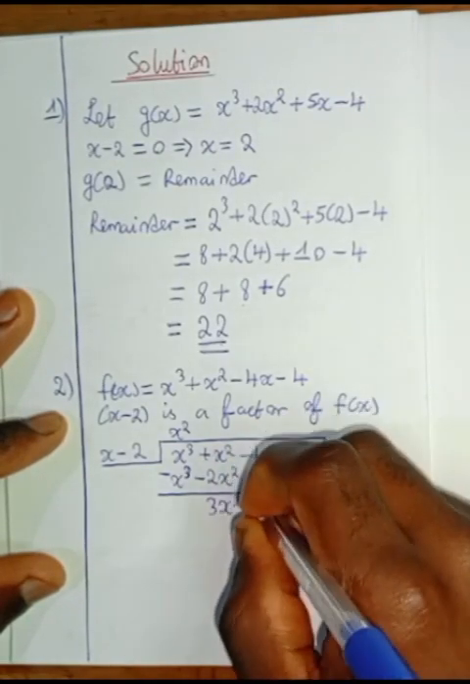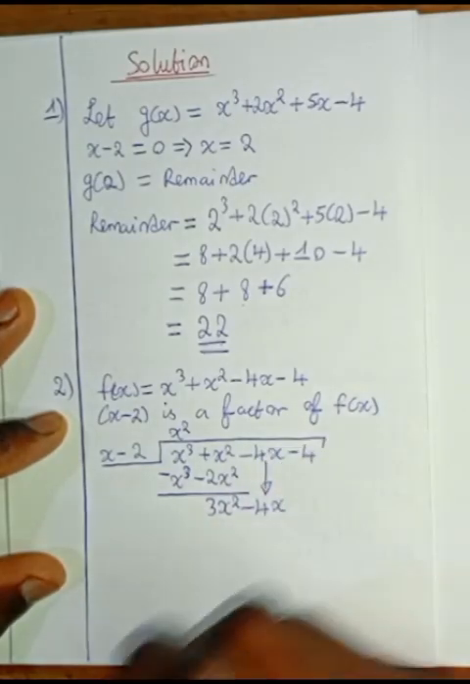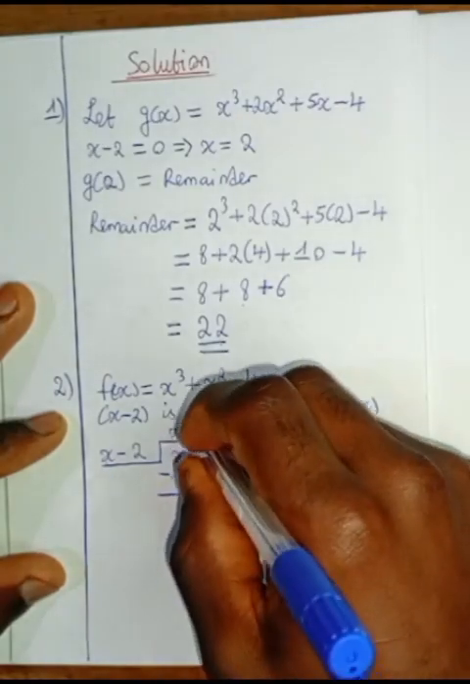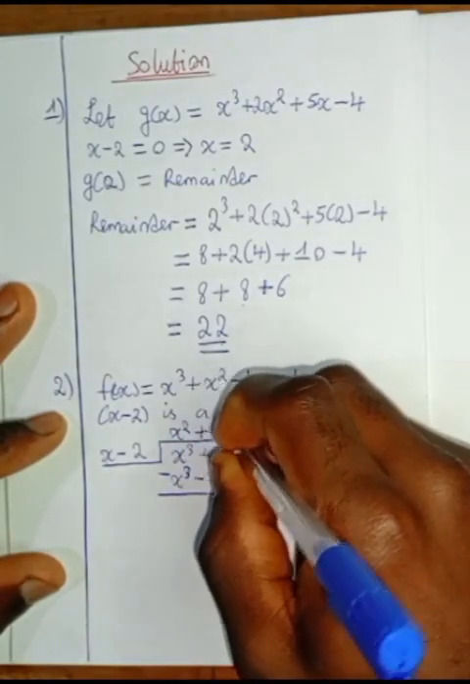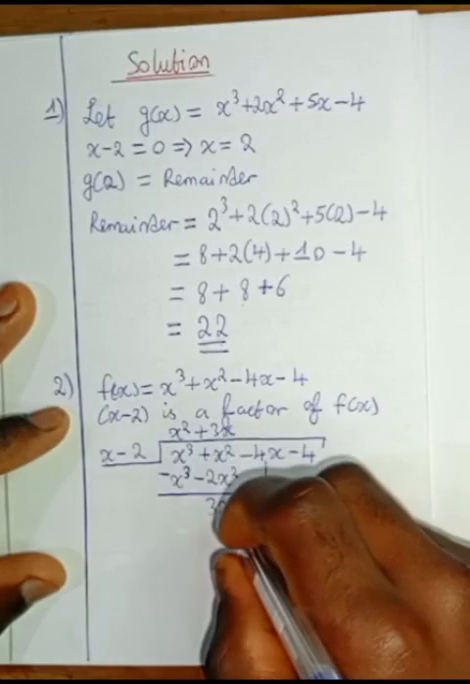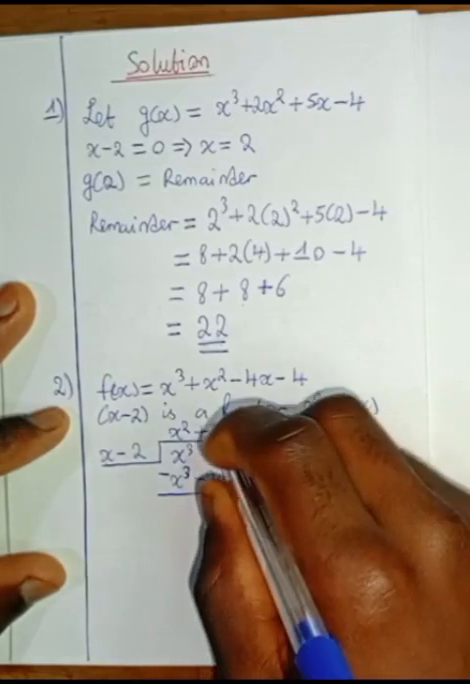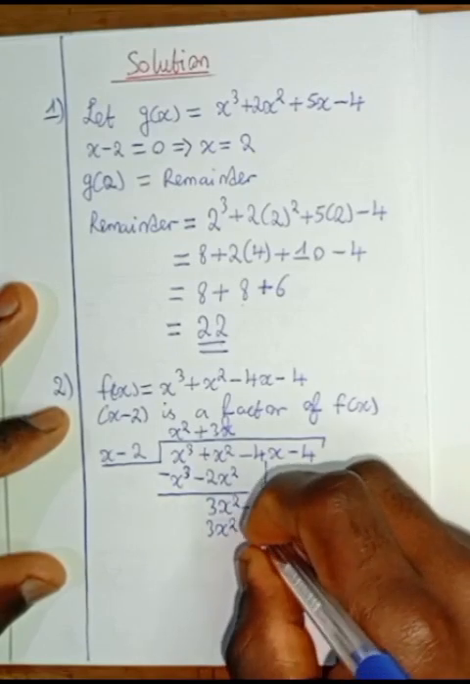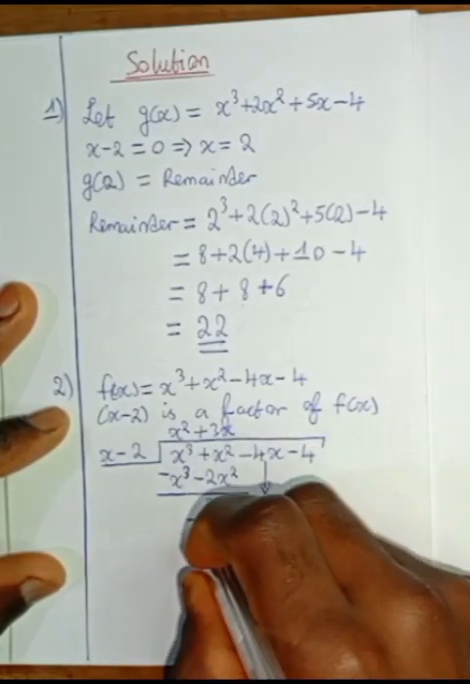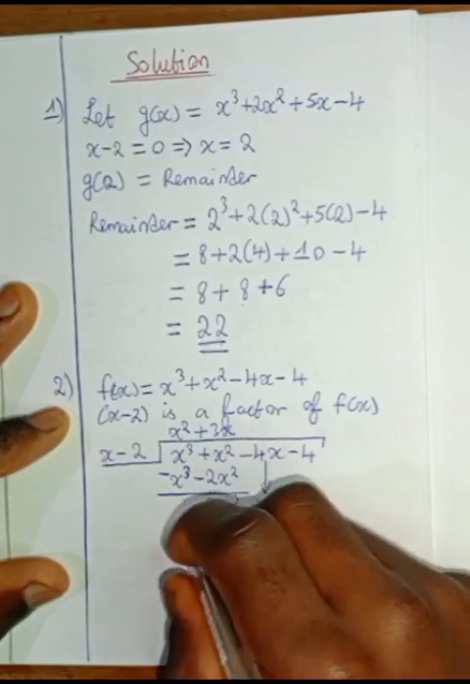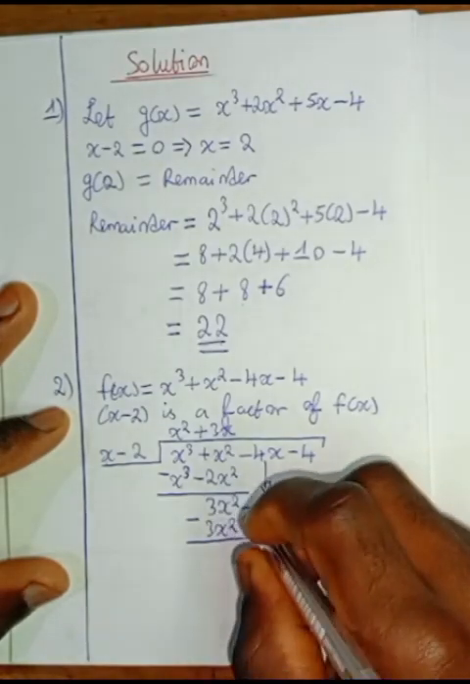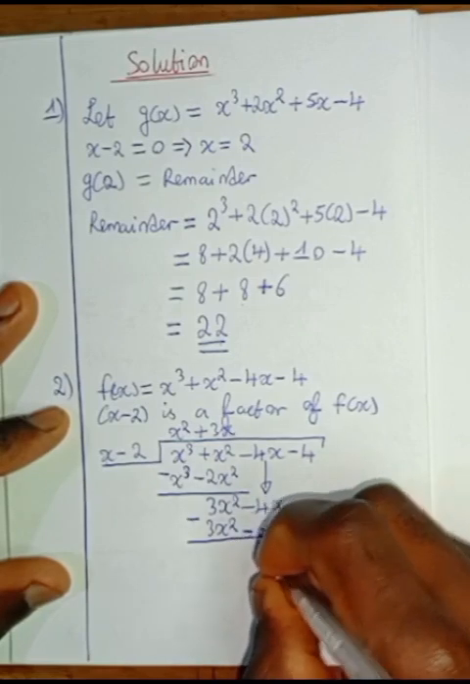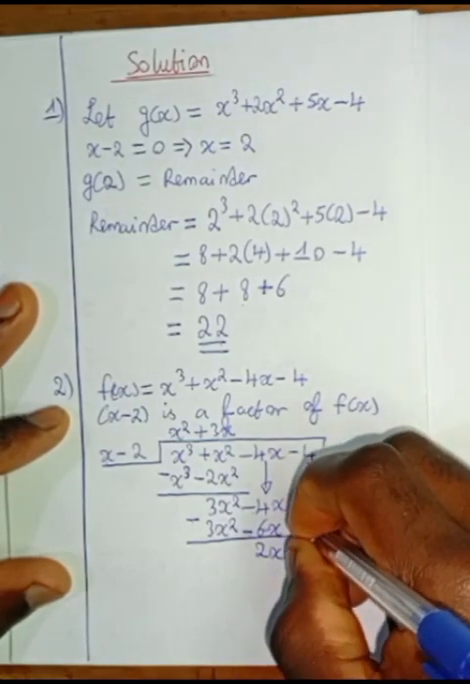Bring down negative 4x. 3x squared divided by x gives us plus 3x. 3x times x gives us 3x squared. 3x times negative 2 gives us negative 6x. Then we subtract. 3x squared minus 3x squared gives 0. Negative 4x minus negative 6x gives us 2x. We bring down negative 4.